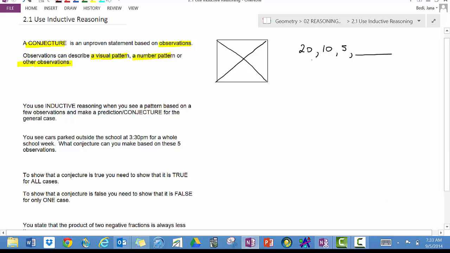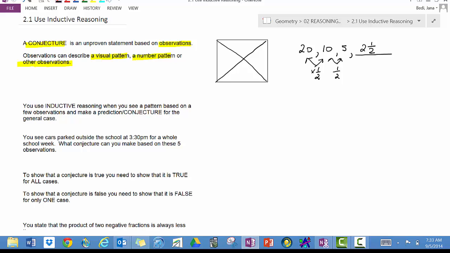The pattern I observe is that I am dividing the first number by half to get the number 10. So you're really multiplying by 1/2, and over here as well you are multiplying by a half. So based on this observation, my next number will be 2.5. Now this is a prediction, it's a conjecture based on this number pattern.